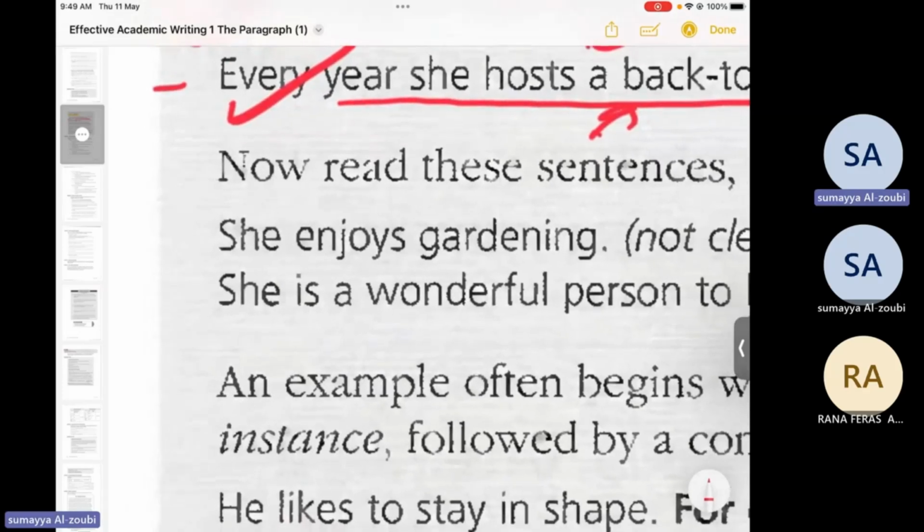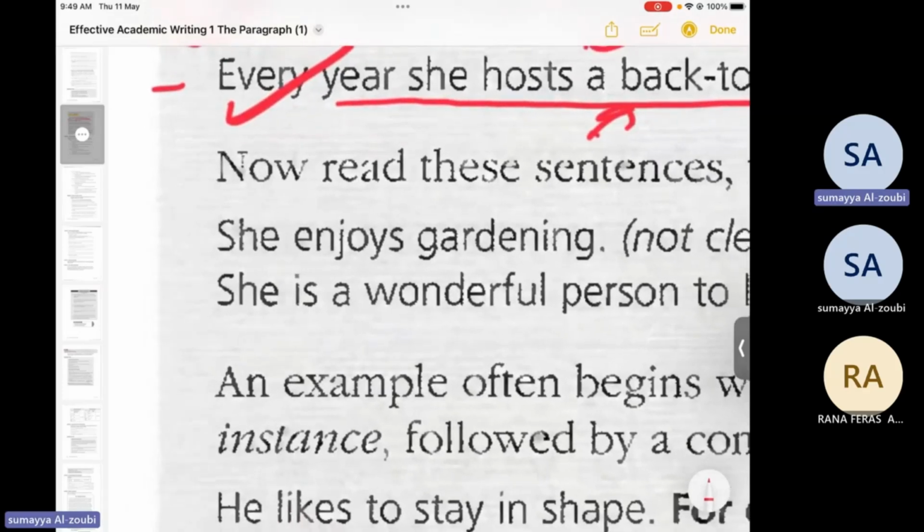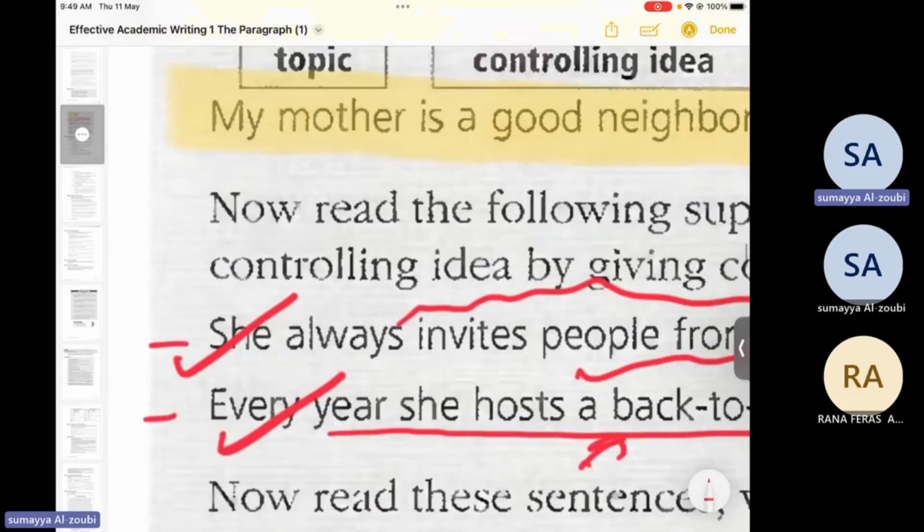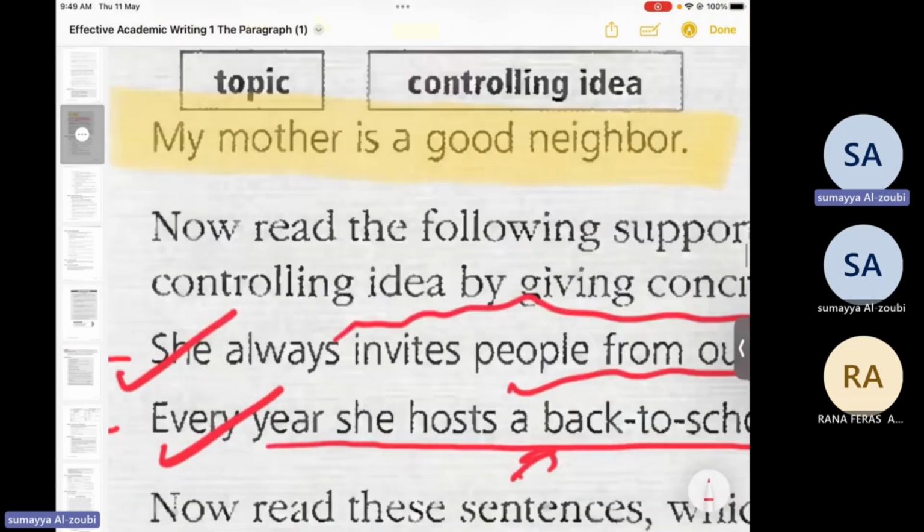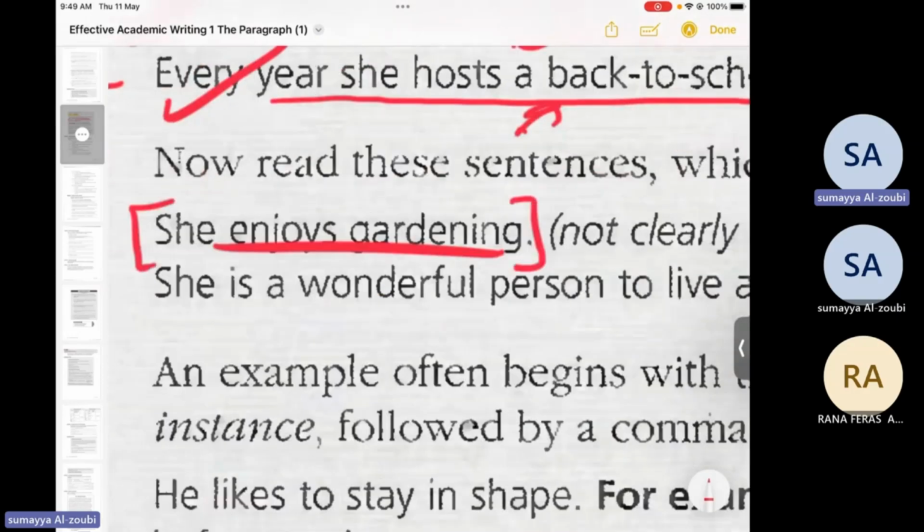Can I use this example to support the previous topic sentence, my mother is a good neighbor? Can I use this sentence, she enjoys gardening, as an example for the previous topic sentence? For sure, no. This is not acceptable, because here gardening has nothing to do with the topic sentence, the controlling idea, how generous she is or how good she is with other neighbors. So what is the relationship between this hobby and the topic sentence?